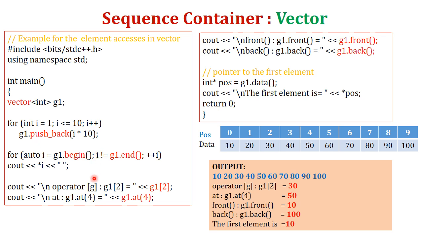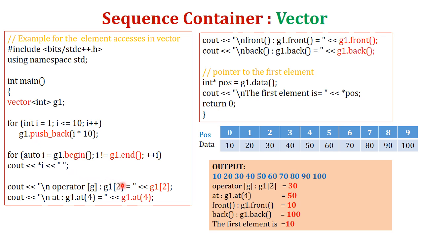And next, if you want to see the content of the vector, we can use a for loop. Here in the for loop, we are going to start from the beginning and verify till the end of the vector. Every time it will get the value from the vector, then it will show that.